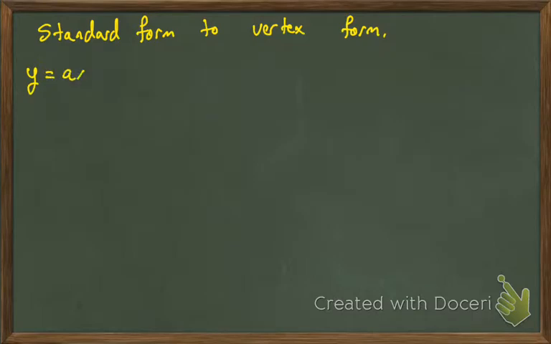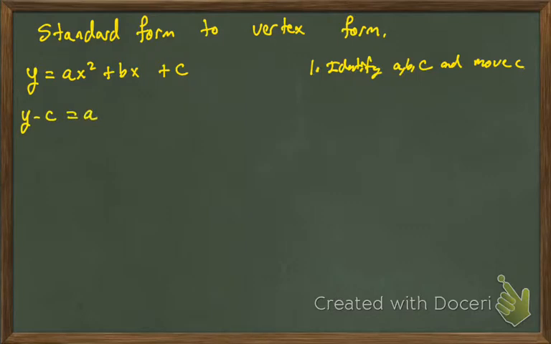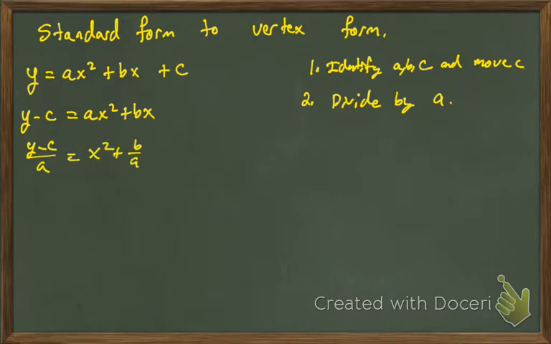So we're going to start with y equals ax squared plus bx plus c. The first thing we're going to do is identify our ABCs, and we're going to move c. So what we're going to do is complete the square. We subtract c from both sides. The next thing we're going to do is divide by a. So we have y minus c over a is equal to x squared plus b over a x.